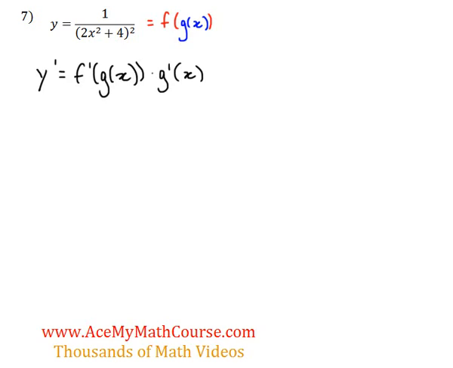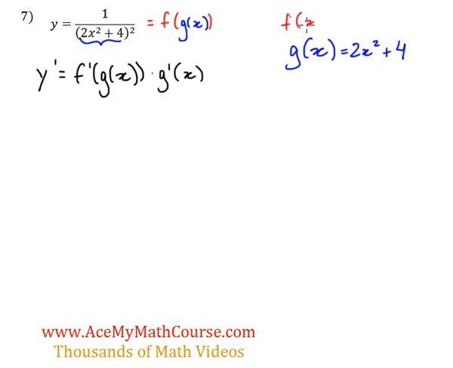Question 7. So, we want to take the derivative of y equals 1 over (2x squared plus 4) squared. And we want to get started by just finding the inner function. The inner function in this case will be just 2x squared plus 4. Now, what is then our outer function?